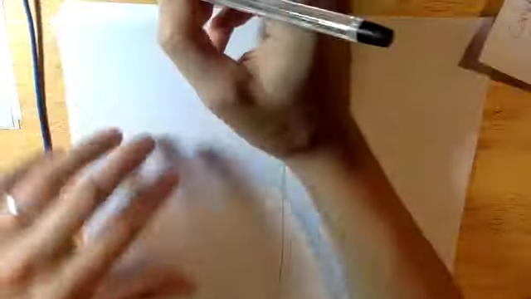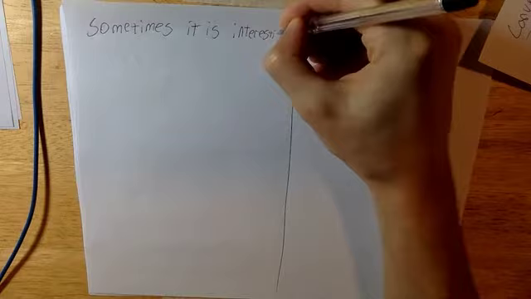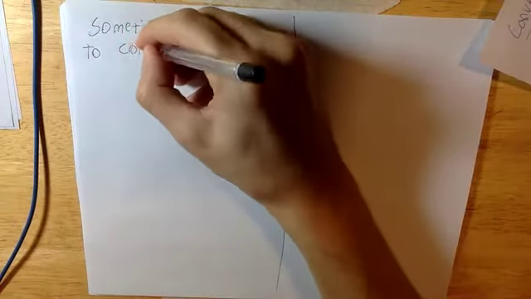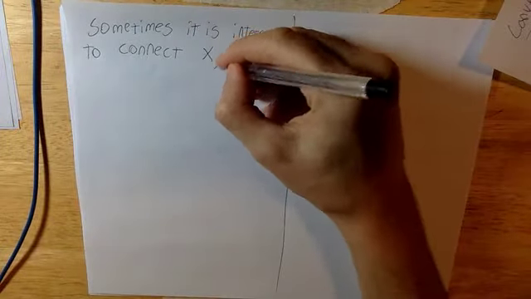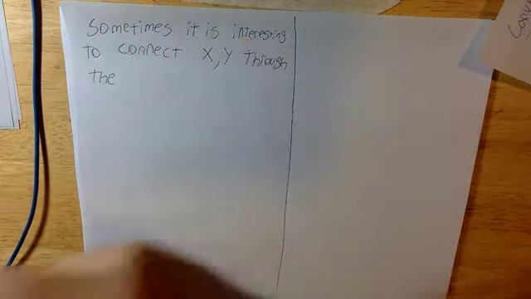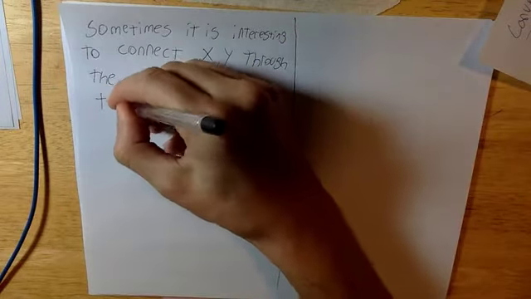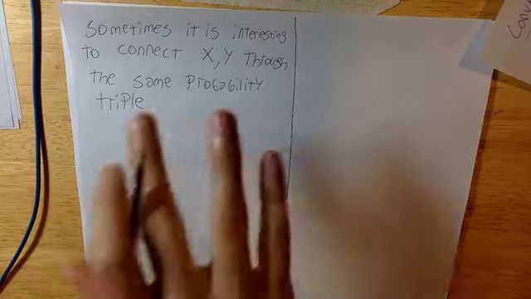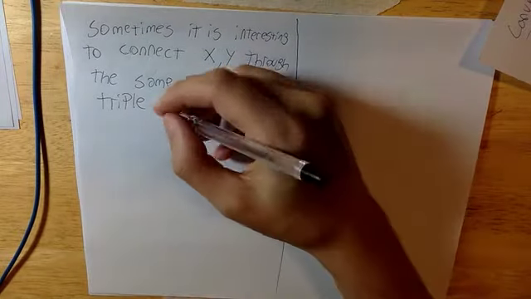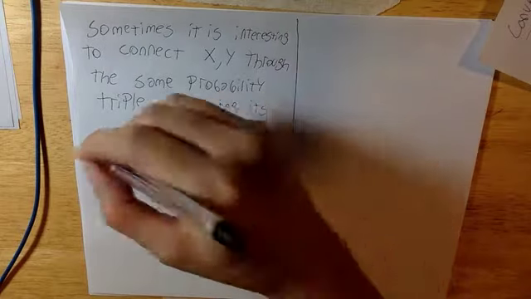So the idea is that sometimes it is interesting to connect X and Y through the same probability triple, maintaining its distribution properties.